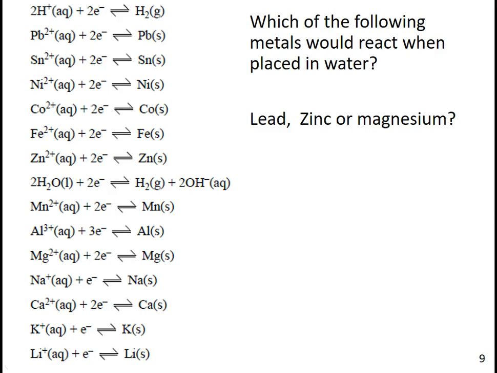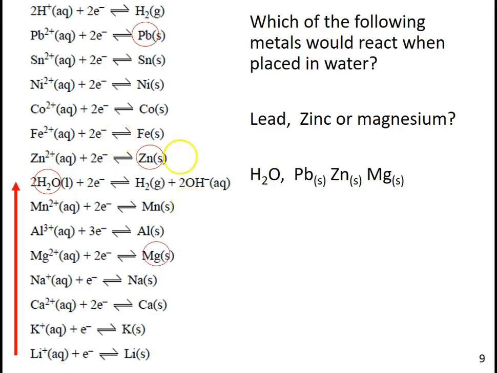Which of the following metals would react when placed in water? Lead, zinc, or magnesium? So water, we've got lead, zinc, and magnesium. By now you should be getting used to the fact that the metals are all on this side. The metals all give up their electrons. So we've got our water over here, just plain water, and then you've got zinc, magnesium, and lead on the top there. Okay, so we want the strongest oxidizing agent, and water is the only oxidizing agent mentioned.